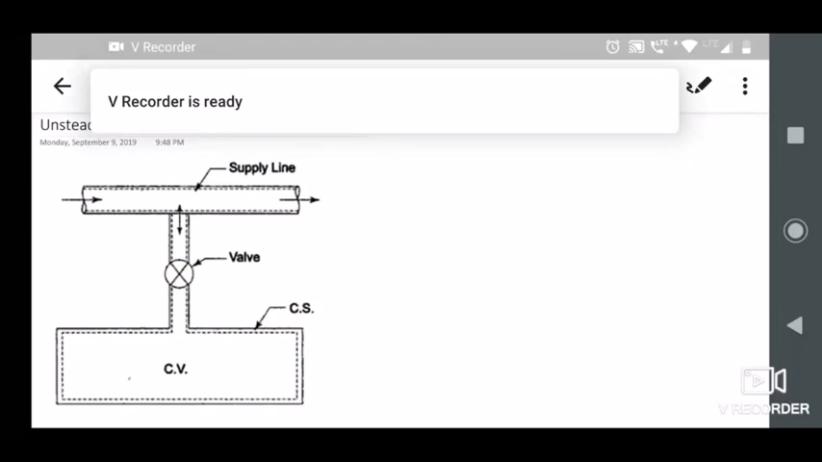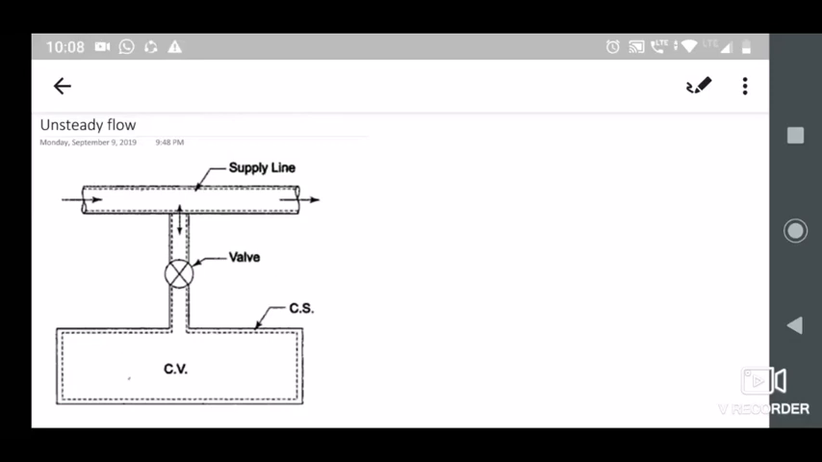Welcome guys to another session. The topic which we are going to learn today is the unsteady flow case. In the last class, in the classroom sessions, what we learned was about the steady flow cases, and now we will be learning about the unsteady flow cases.